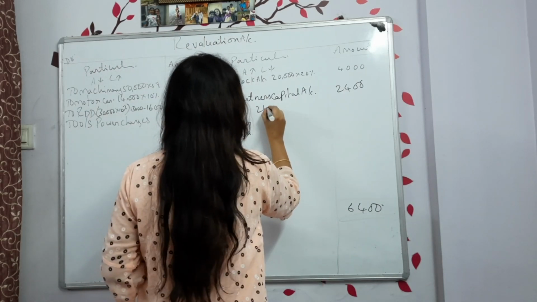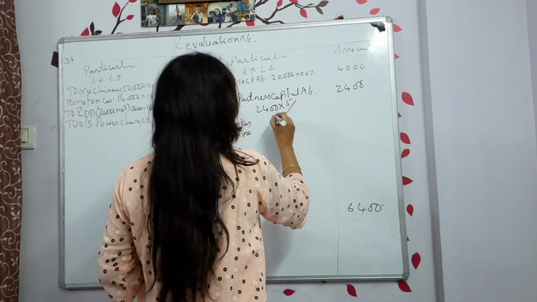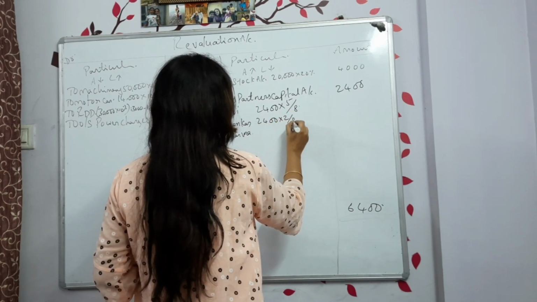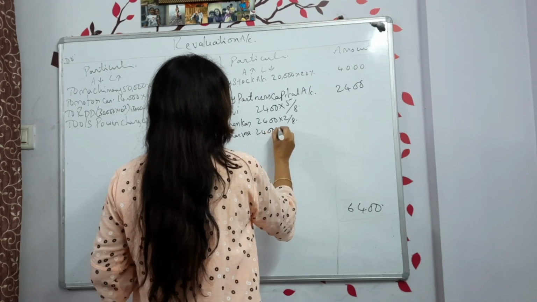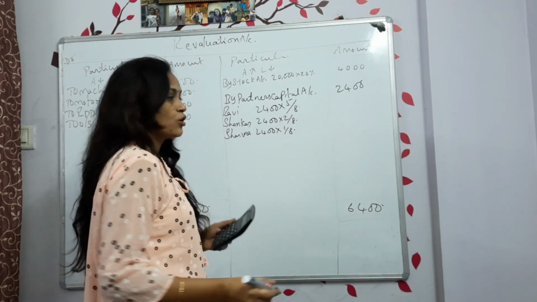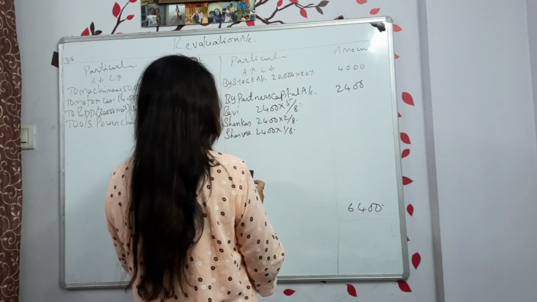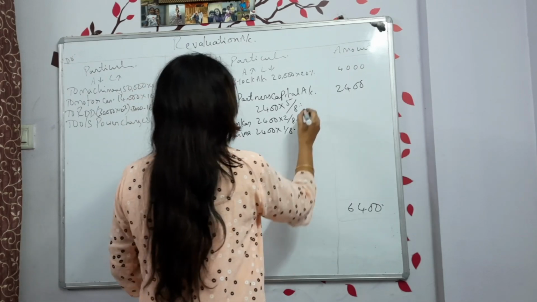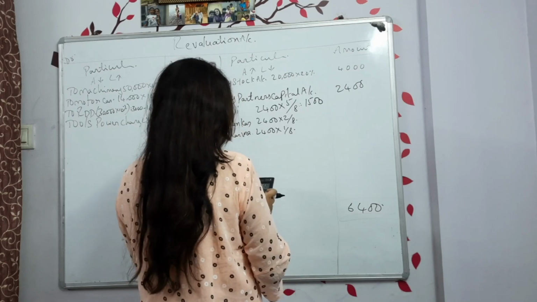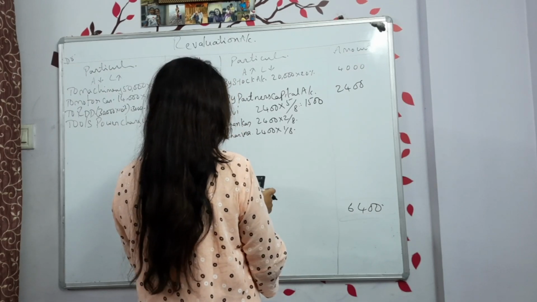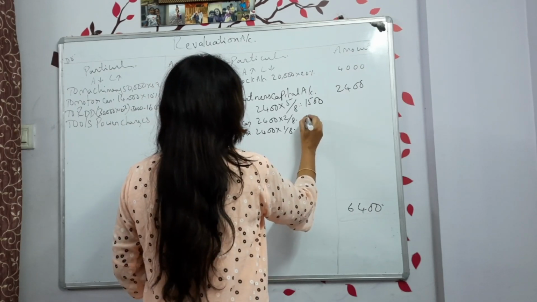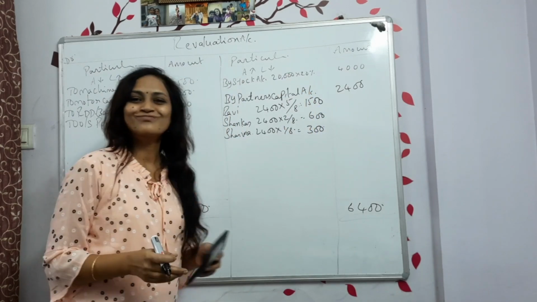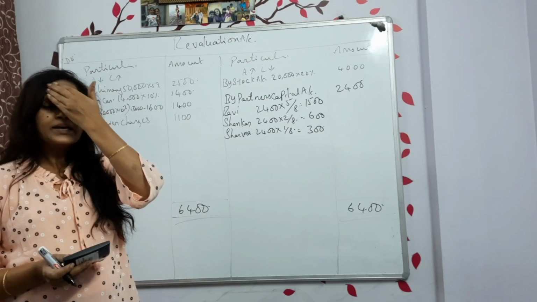What are the ratios? 5:2:1. So 2400 into 5 divided by 8, 2400 into 2 by 8, 2400 into 1 by 8. Then how much will you get? 2400 into 5 divided by 8, 1500. 2400 into 2 divided by 8, 600. Then this will be 300. Got it? This is how you will solve the revaluation account.